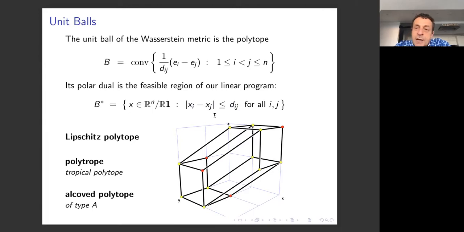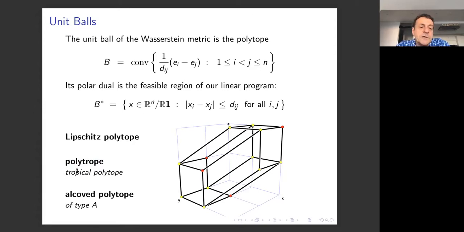In tropical geometry, in the setting of the min plus or max plus algebra, these things are called polytropes. So this stands for tropical polytope. These are objects that are both classically convex and tropically convex, and so this is called a polytrope. In algebraic combinatorics, for people who study representation theory, these things are called alcove polytopes. So these are objects that come up under many, many different names.